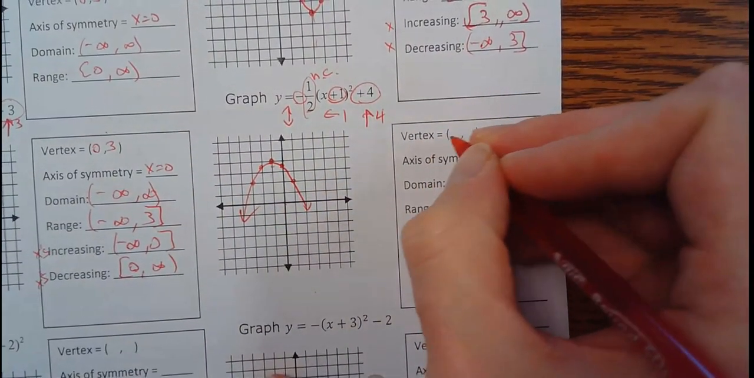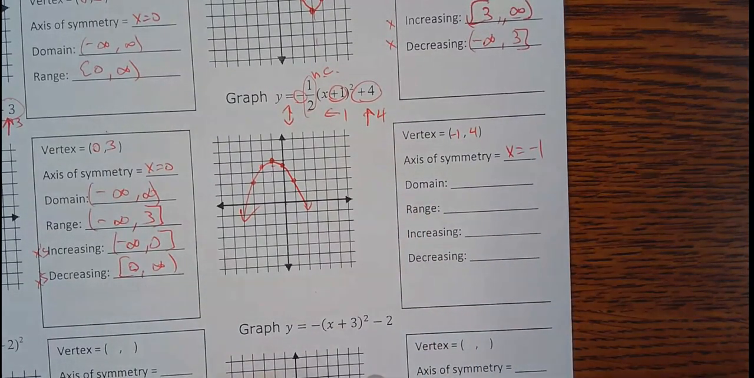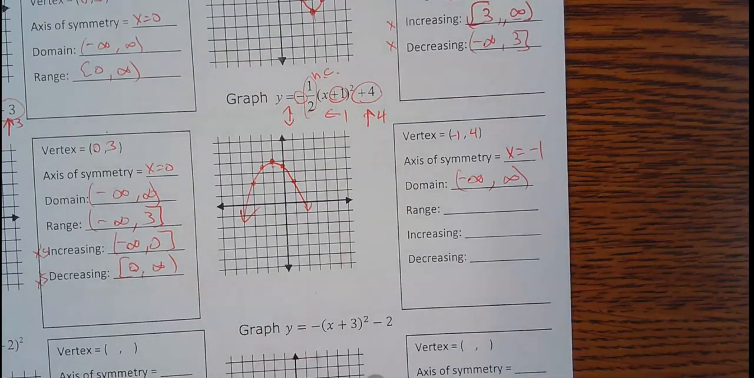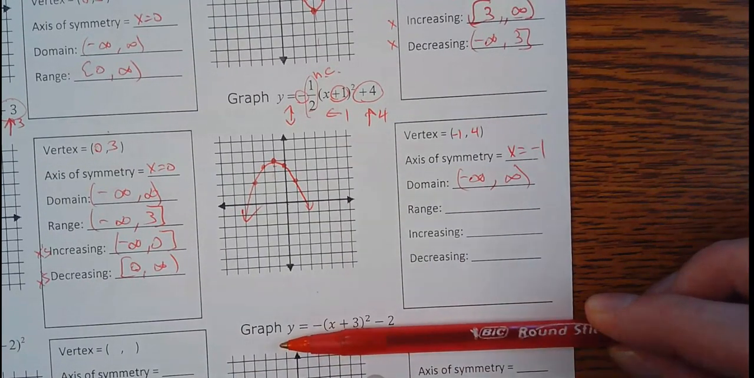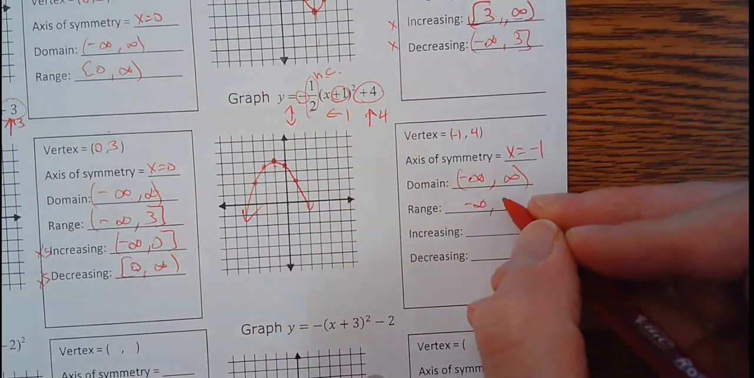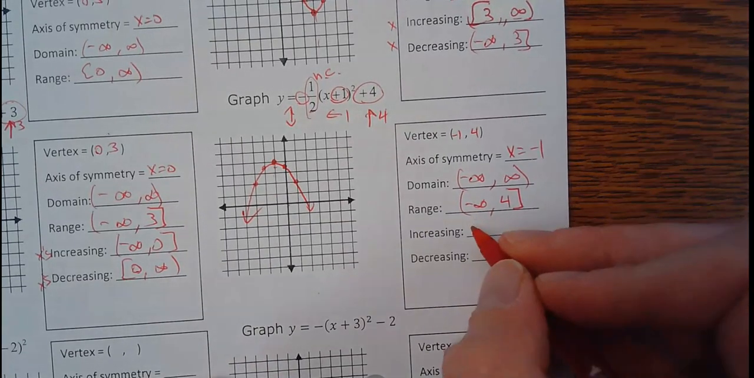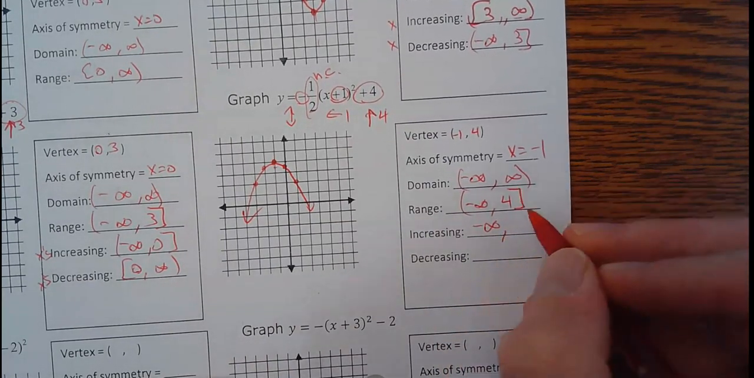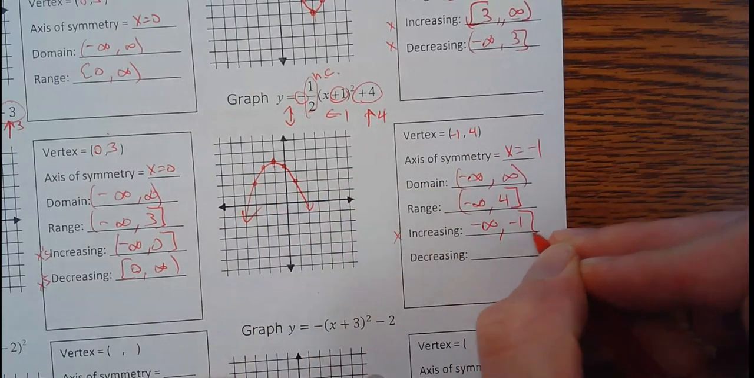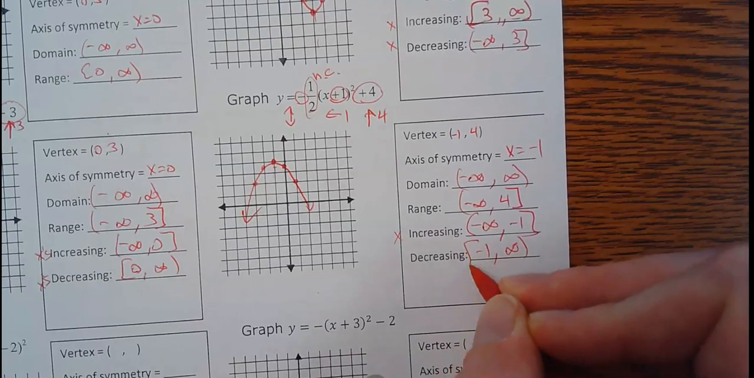Okay, the vertex is now at -1, 4. Axis of symmetry is x equals -1. Domain is, you guessed it, negative infinity to infinity. The range on this, and we're going from bottom up, so it'd be negative infinity up to 4. Increasing, decreasing: negative infinity to, I want the x value, so the x value here is -1. And then from -1 to infinity, decreasing.